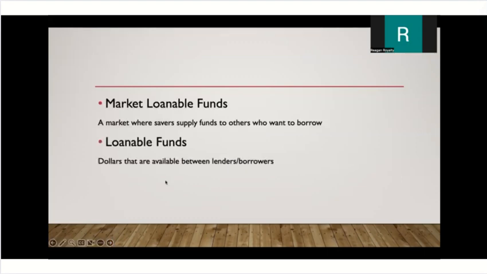And then these are some extra definitions that are important to know. The market for loanable funds is where savers supply funds to others who want to borrow. So it's basically where savers of money supply their money to others who want to borrow. And loanable funds are the dollars that are available between the lenders and borrowers. So like the available dollars between the two.